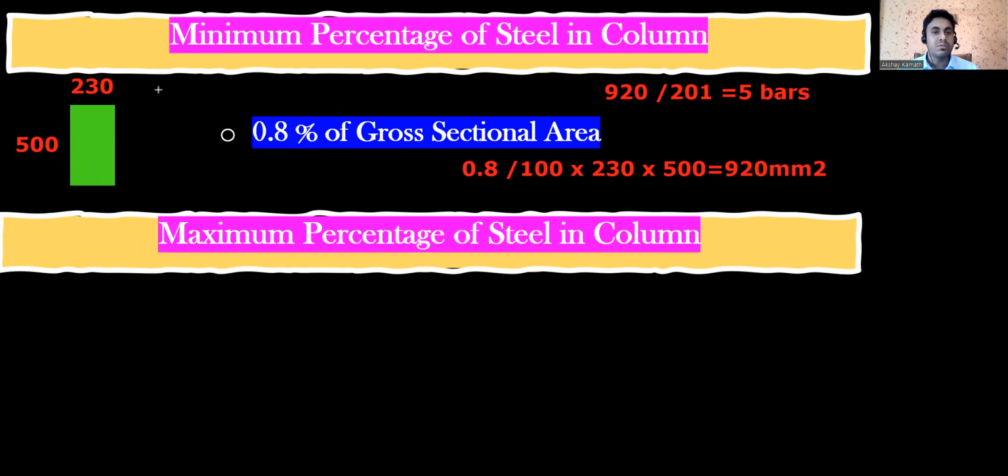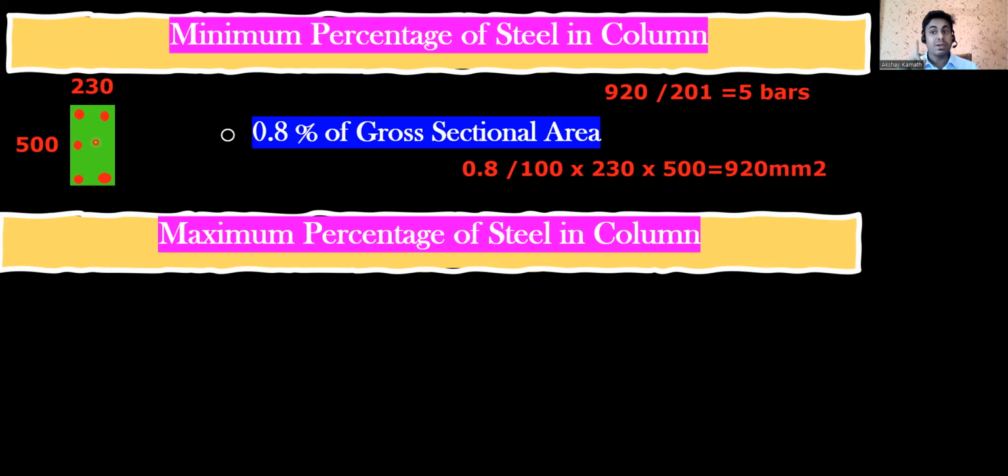Because how will I provide 5? I'll provide 1 here. Second, I'm going to provide here. Third, I'm going to provide here. Fourth, I'm going to provide here. Another one, I'll provide it here. What about this side? You should provide another bar, no? Otherwise, how are you going to tie the lateral ties and links?